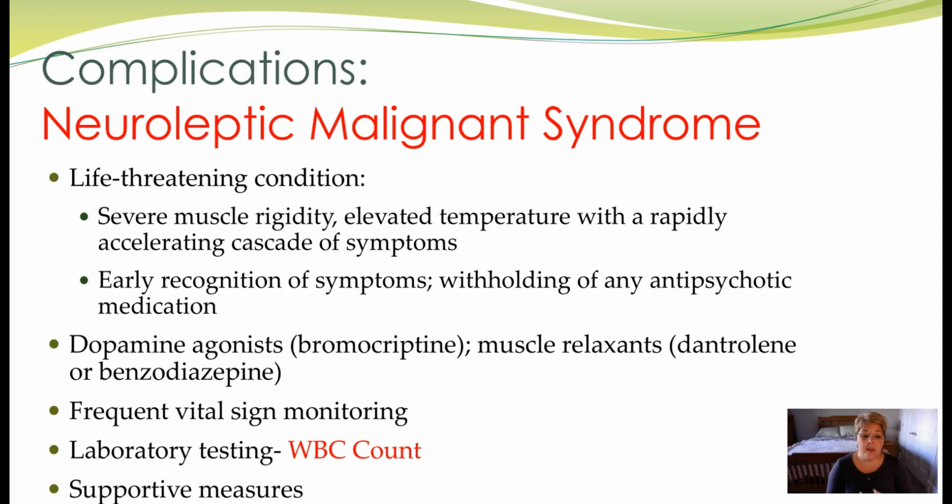So if you see someone that is on a second generation antipsychotic, they begin to have muscle rigidity that becomes moderate to severe, and they begin to have a fever, you want to give them a now dose of the bromocriptine. Then, of course, you're not going to give the medication on the next dose, and you're going to let the physician know. But the first thing to do is make sure you're treating it, and you want to treat it quickly.